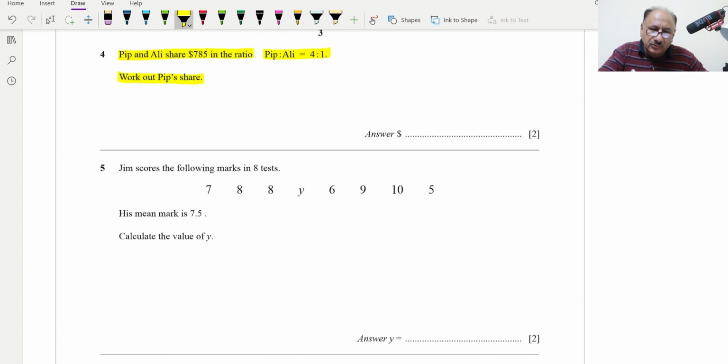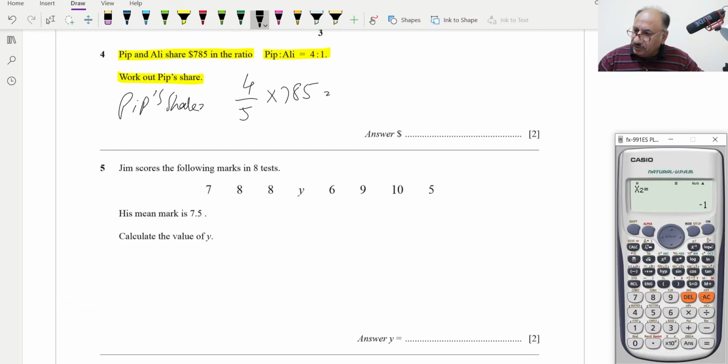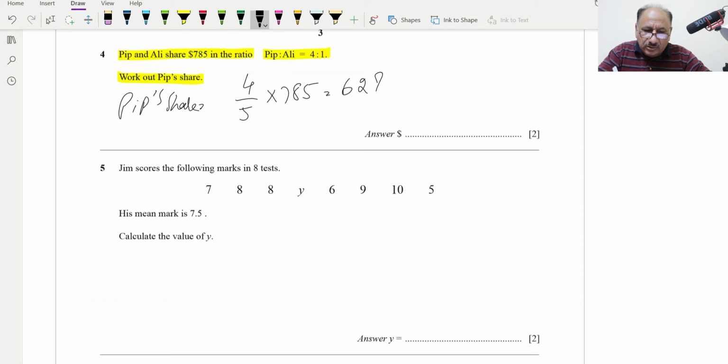Work out Pip's share. So Pip is 4 out of 5 of 785, and this will be Pip's share. So this can be simplified as 4 divided by 5 multiplied by 785, and this will result in 628, and this will be dollars. So dollar symbol over here, so we can write 628 as the answer over here. Question number 5.